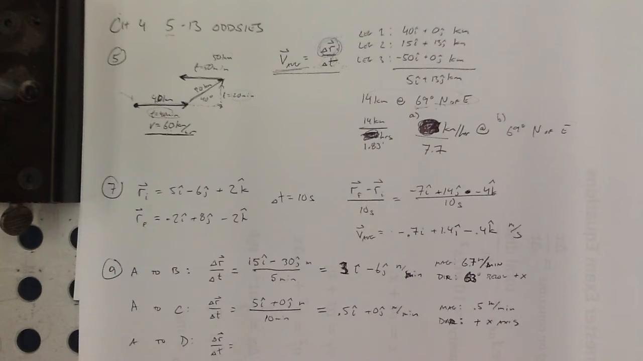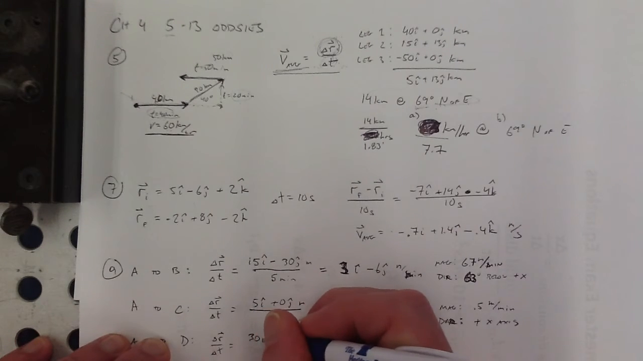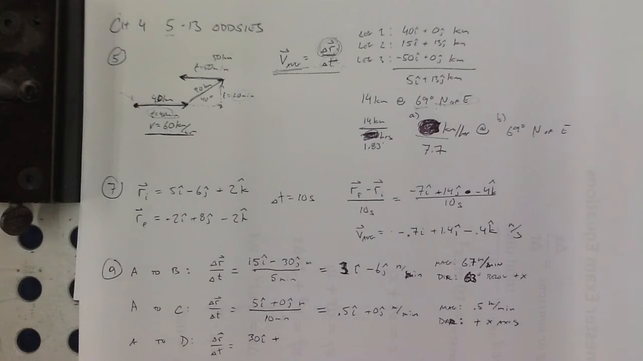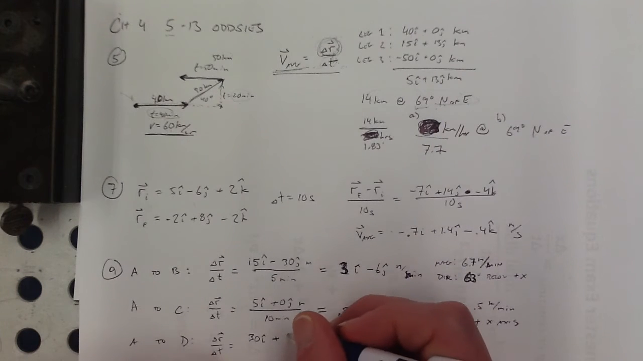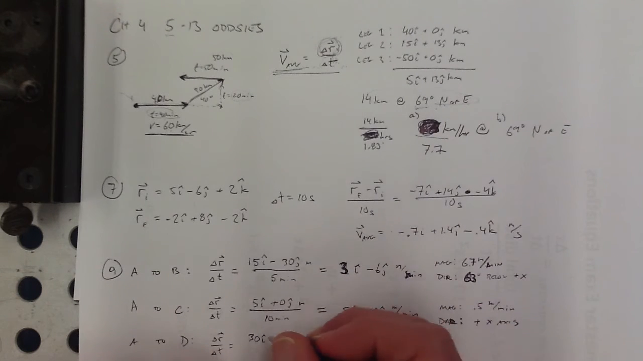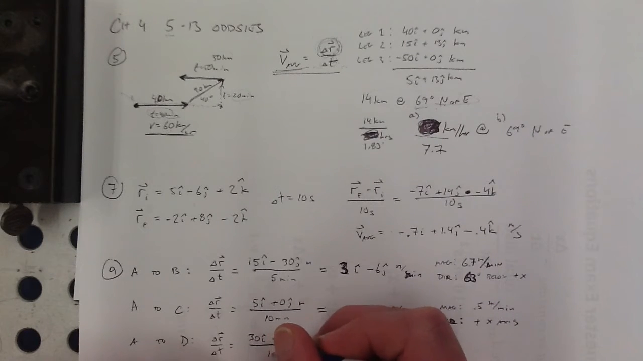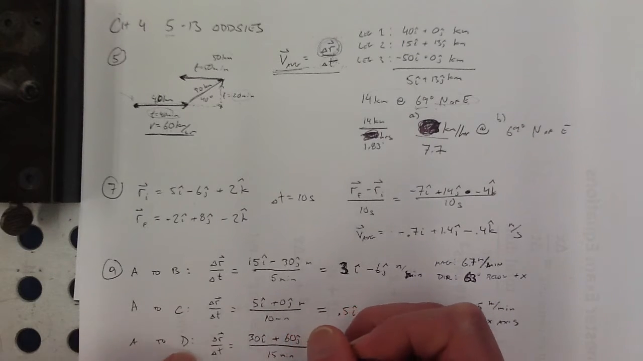In the I direction, I have 1, 2, 3, 4, 5, 6 blocks over. So that's 30I. And then looks like I'm going up, so that'll be positive. I'm going up 1, 2, 3. So it looks like 60 meters up. Hope I counted that right. Meters, and this takes 15 minutes because that's from time A to D.